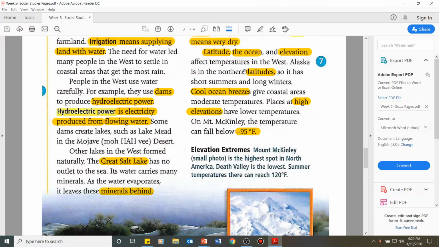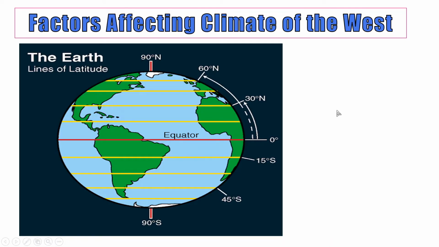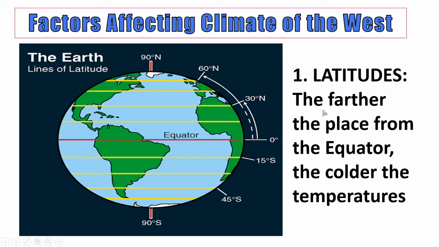Now let's summarize these last 2 paragraphs. There are 3 factors affecting the climate of the West. The first one, as you can see here, is the latitude. We discussed it before in the first semester. This is the equator, and these yellow lines here are what we call the latitude. As you can see, we have 30 degrees, 60 degrees, and 90 degrees. The rule here is that in latitudes, the farther the place from the equator, the colder the temperature.